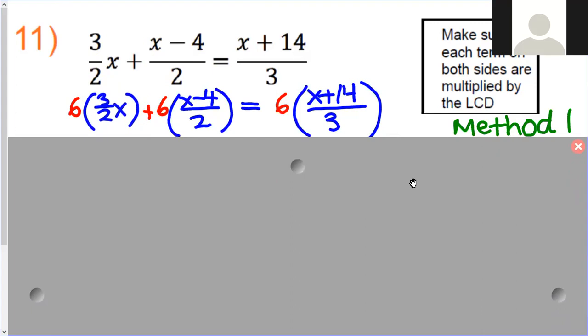So what I can do is cross out the 2 and the 6, turn that into 3. Cross out the 2 and the 6, turn that into 3. Cross out the 3, 3 goes into 6 2 times. Okay, that is eliminating the denominator. I don't like fractions. I don't want to work with the fractions. I want to eliminate the fractions.